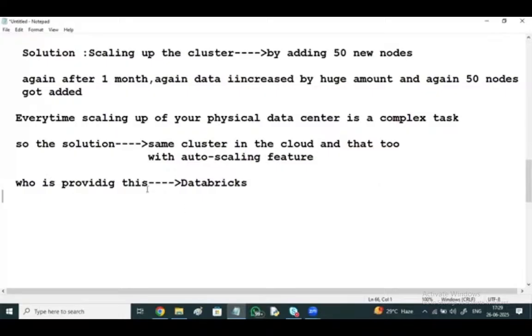Who is providing this cluster? Databricks. So what is Databricks providing? Databricks provides a Spark cloud cluster with an auto scaling feature.